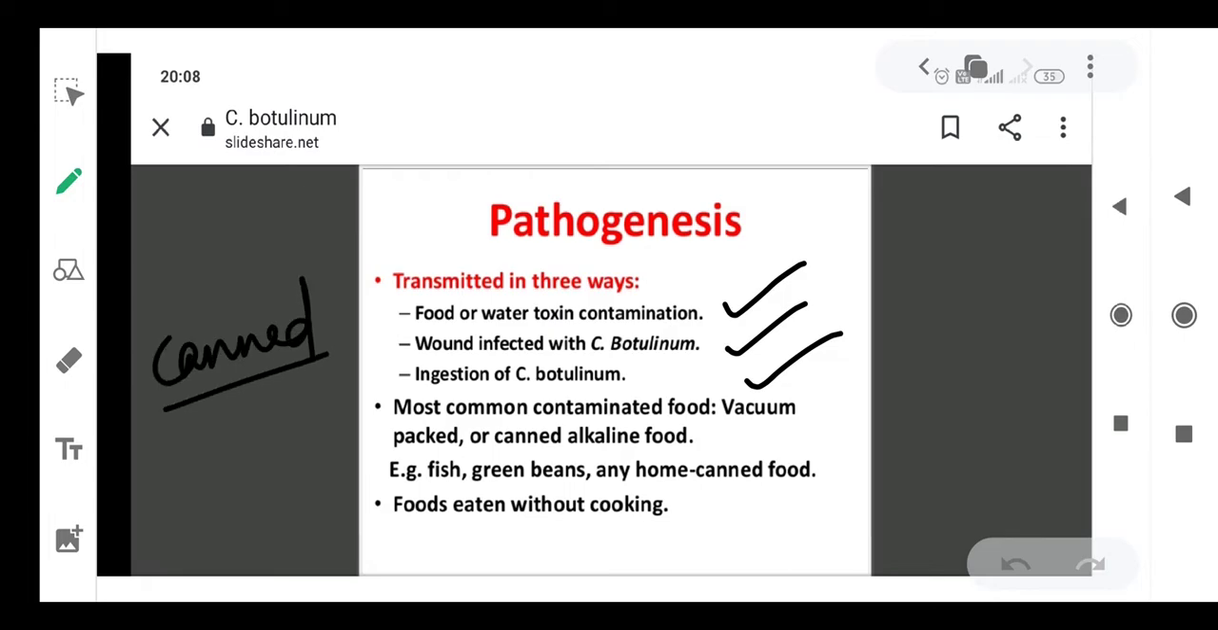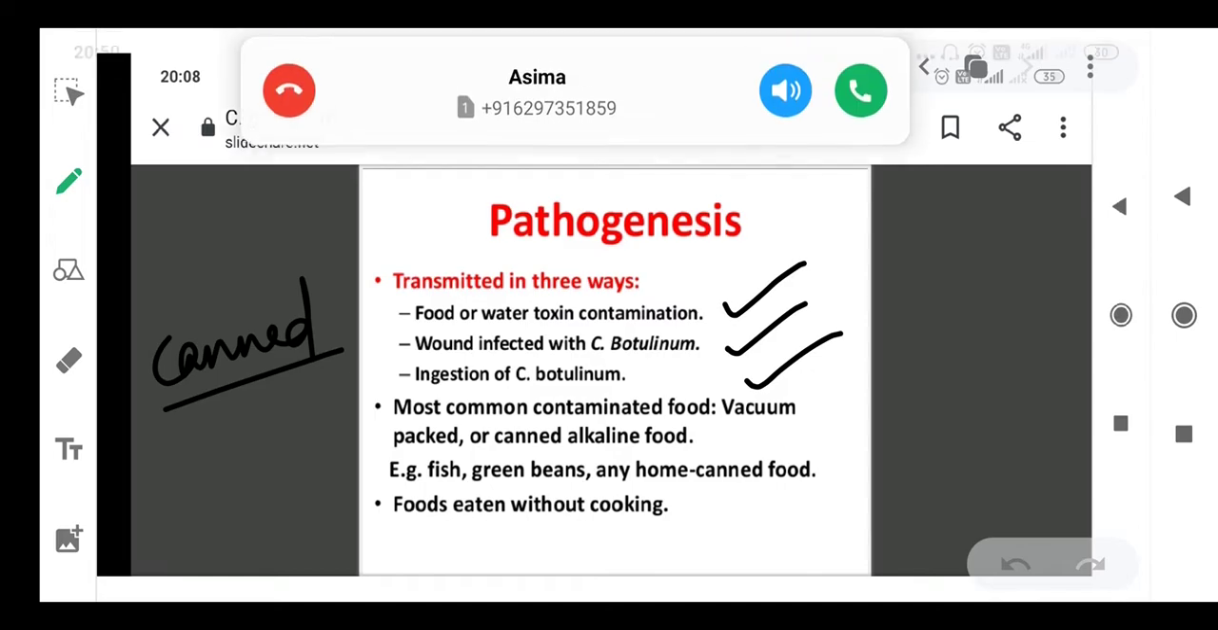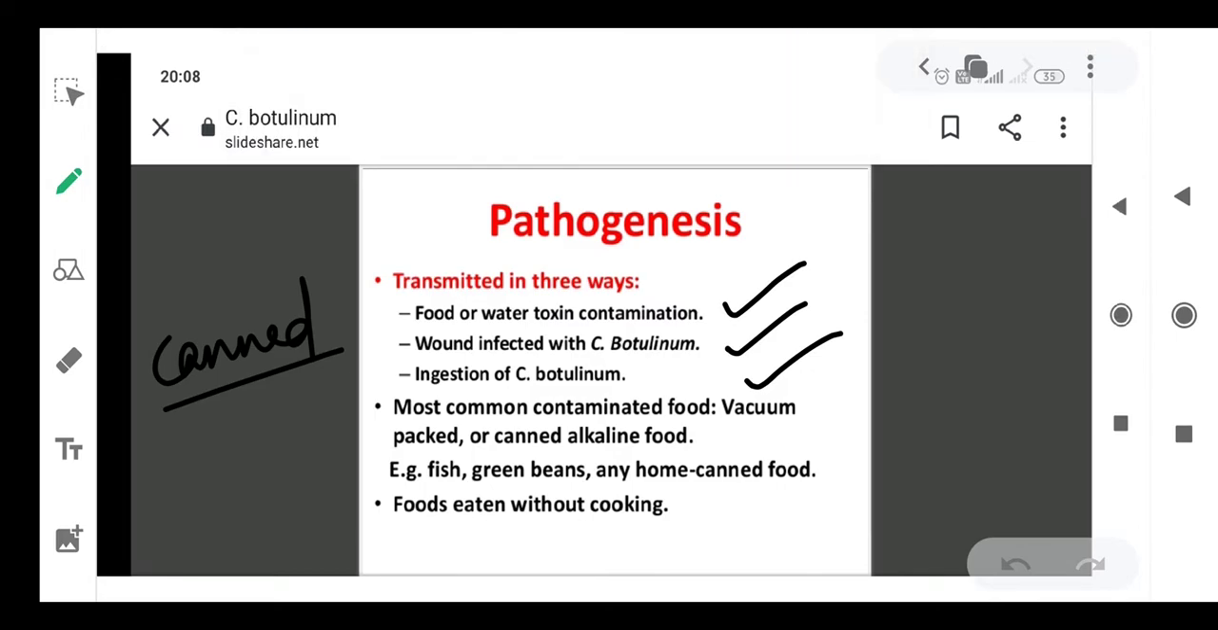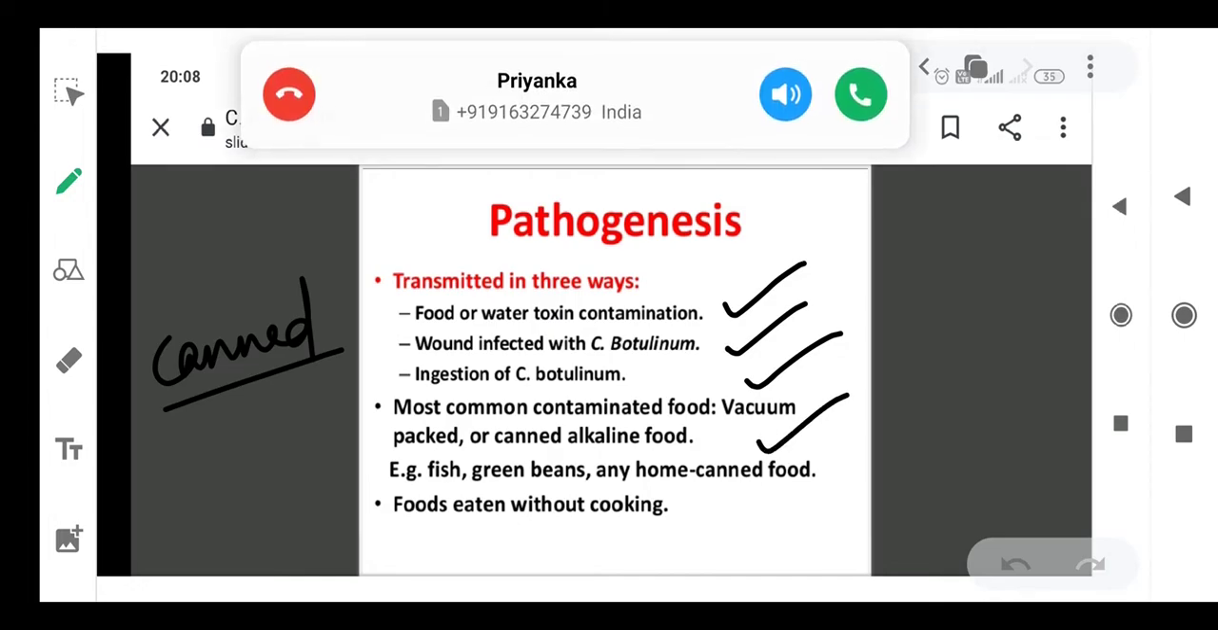In canned food, sometimes they survive the best and you will have gas in the can, so you have to be very cautious while taking canned food. The most common contaminated foods are vacuum packed or canned alkaline food, fish, green beans, any home canned food, and food eaten without cooking. That is also one of the important aspects.